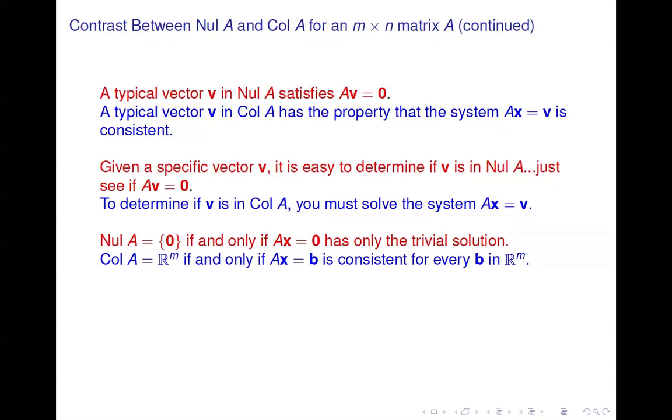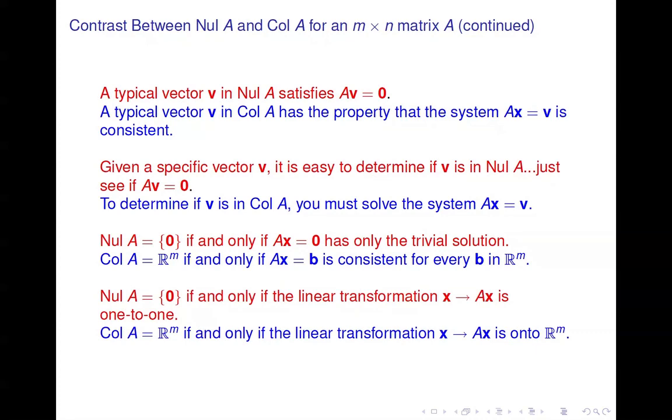The null space equals only the 0 vector if and only if AX equals 0 has only the trivial solution. So how do you get what's in the null space? We have to solve AX equals 0, and if you get only the trivial solution, that means there's only one solution, which is the 0 vector. The column space of A is equal to Rm if and only if AX equals B is consistent for every B in Rm. That means no matter what you put on the right-hand side, the system will be consistent, so every B is a linear combination of the columns of A.